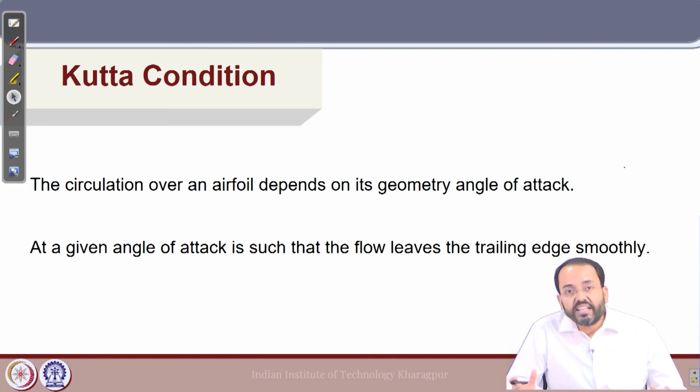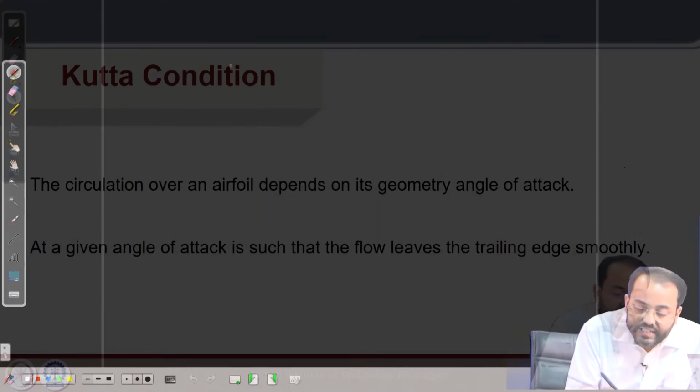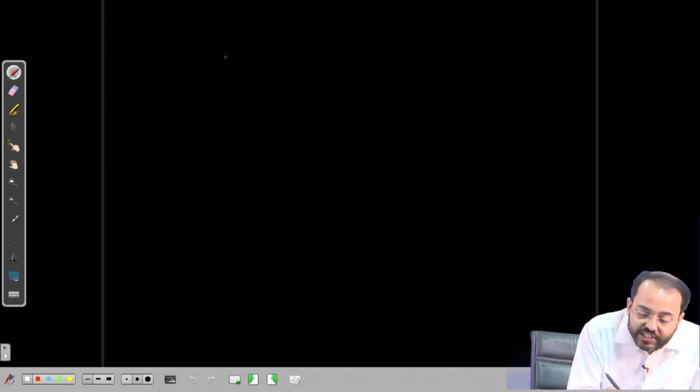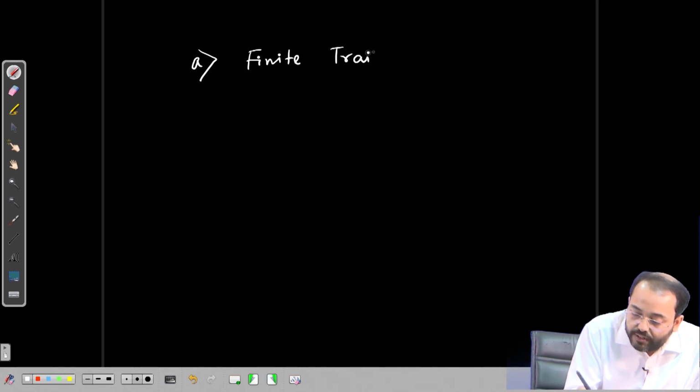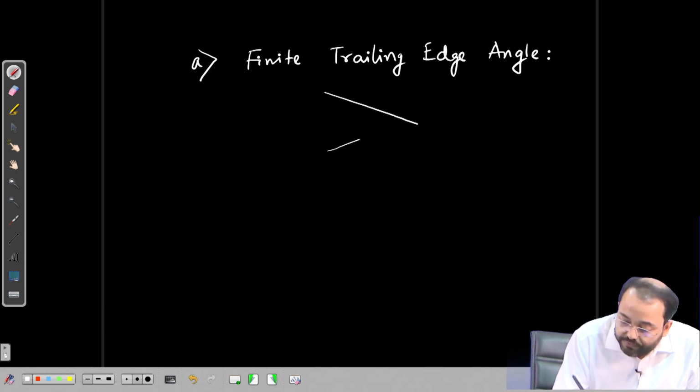at a given angle of attack the flow adjusts itself in such a way that it leaves the trailing edge smoothly. So, the circulation develops in a certain way at a particular angle of attack such that the flow leaves the trailing edge smoothly. Actually, this can be simply shown using two types of trailing edge. So, first one, let us assume a finite trailing edge angle. Let us say the foil has a finite trailing edge angle alpha.